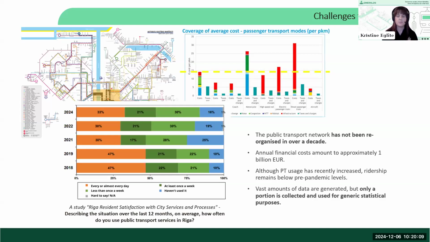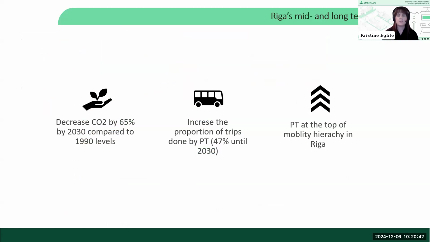And lastly, and perhaps the most critical point within the context of the Emeralds project, is that while vast amounts of data are generated daily, especially after the Riga traffic company introduced real-time data earlier this year, only a fraction of this data, and specifically e-ticket validations and schedules, is collected, stored, and used for general statistics, meaning that the city is missing the insights from more in-depth analytics. And lastly, before we move to the connection with the project, I want to highlight Riga's medium and long-term development goals. These include reducing CO2 emissions, increasing public transport ridership to 47% until 2030.